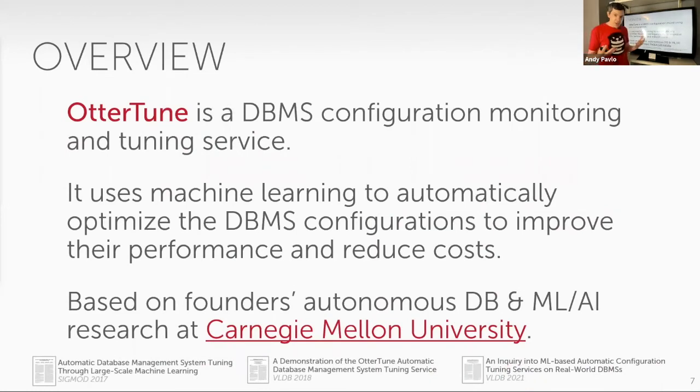OtterTune is an automated database tuning service that we developed at Carnegie Mellon. It was my PhD student's core topic for her dissertation, and we've since spun it out as a company. Again, the core idea is what I showed in the last slide: we're going to use machine learning algorithms to automatically figure out the best settings for the knobs for each individual application. This is going to allow us to improve the performance of the database system and also reduce the cost of actually running it, whether it's on-prem or in the cloud.